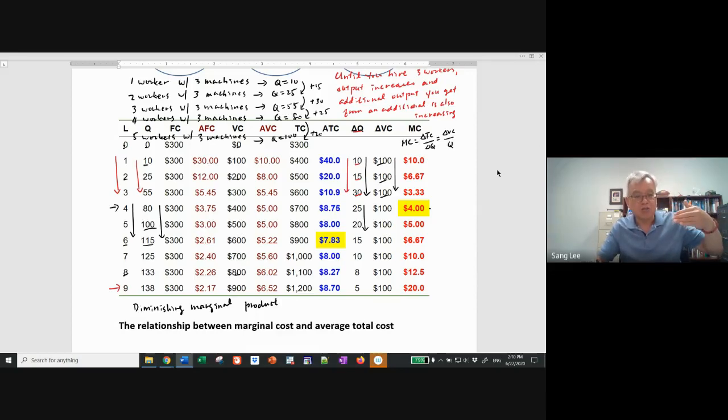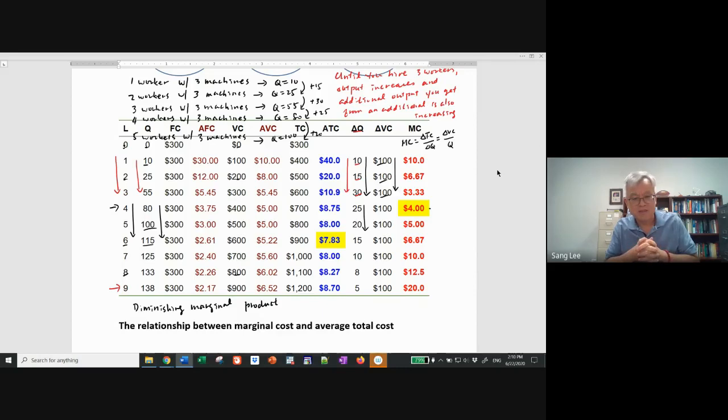Yet output is growing, but the additional output you get is smaller and smaller. So that's why marginal cost is falling, and then beyond 3 workers, marginal cost is rising. Because even though they are waiting in line, you keep paying them $100 a day, but they cannot really add much to the output because the number of machines is fixed at 3.